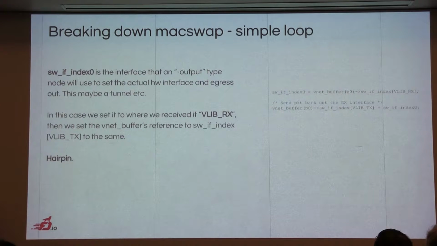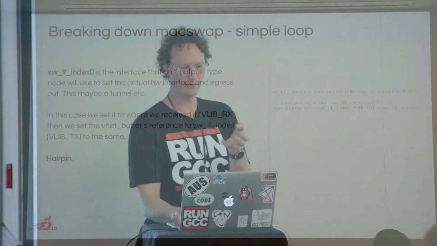So you've heard Dave mention software IF indexes before. Here is where we're actually setting our software IF index into the received index. This is how we're going to punt it back out. We set the software IF index equal to the index we just received it from, and then we flip it back, same structure, VNet buffer B0, pointing at SWIF index sub VLib RX. In this case, we're doing sub VLib TX, and it gets the SWIF index. Pretty simple, just punting it straight back out the way it came.